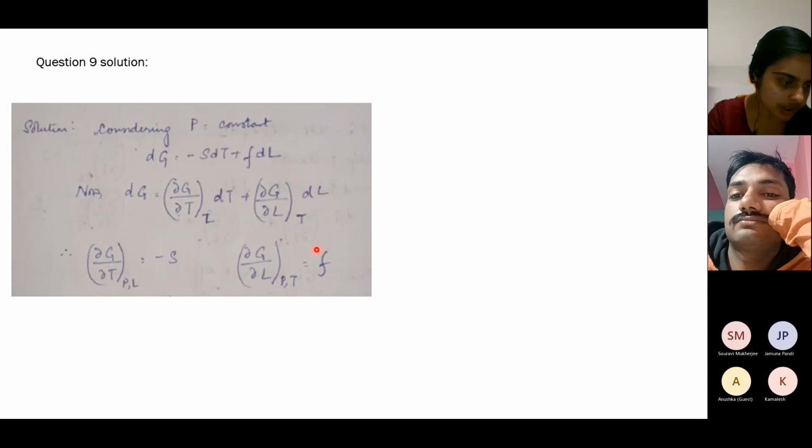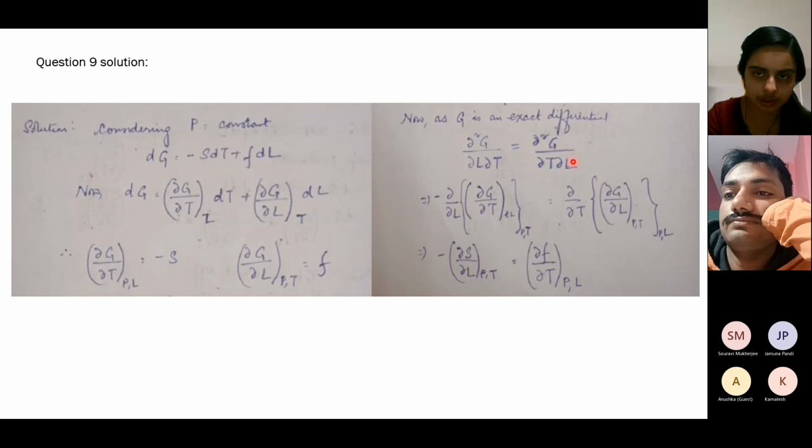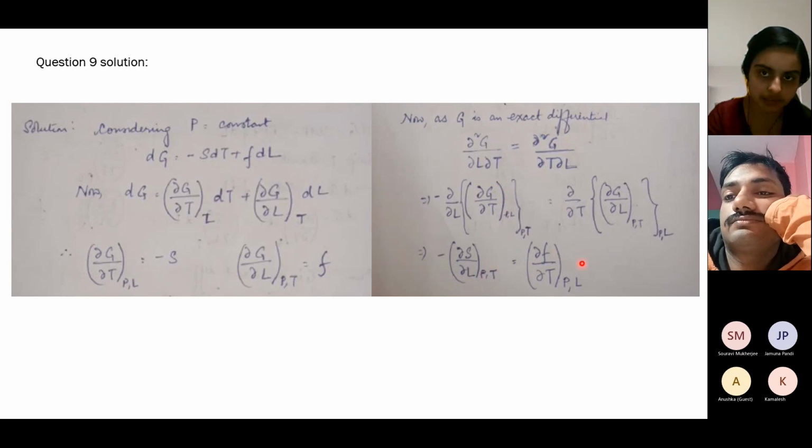Did you get this expression, Kamalesh? Yes, ma'am. Okay. So then what you do is, now G is an exact differential, so you do a double differentiation, and the order doesn't matter. Automatically from there, this is the expression that you get. The minus sign comes from the fact that you have this minus sign here.